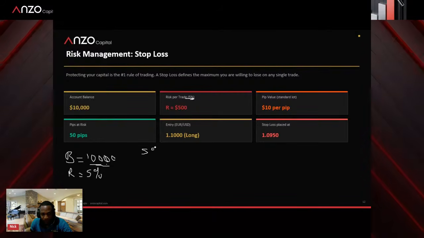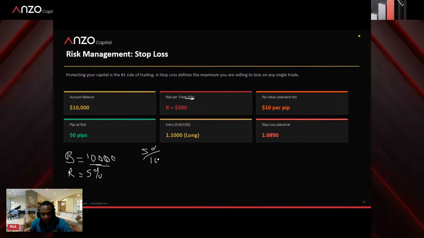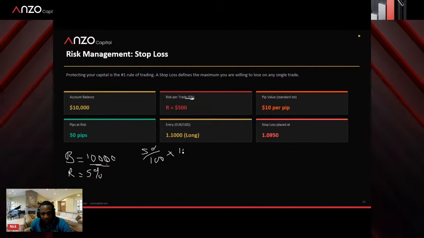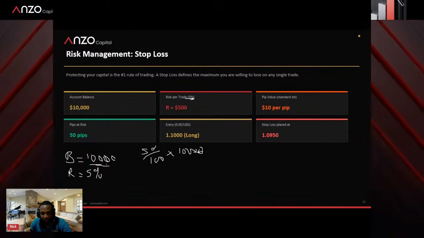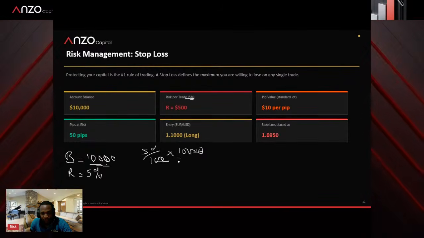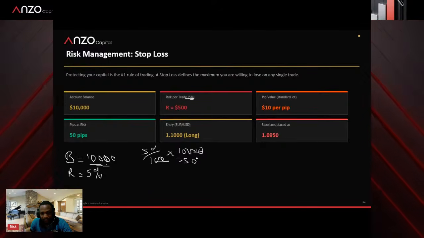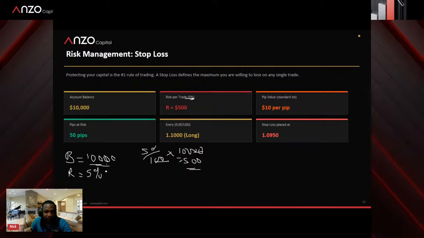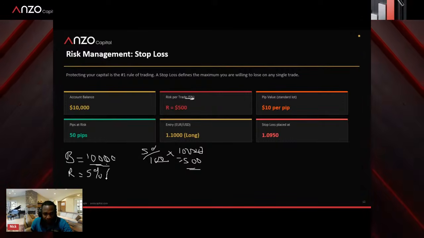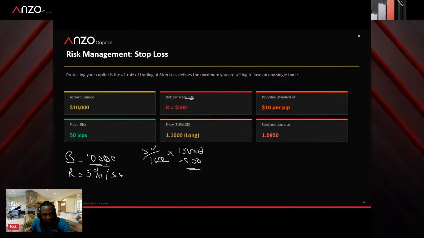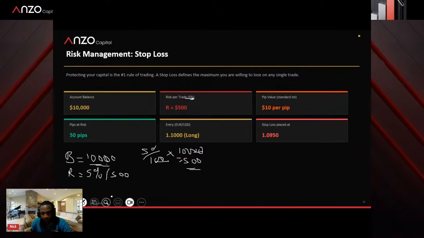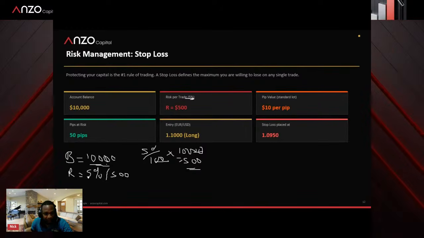Let's quickly do the calculation. 5% of 10K. I want to do everything over here so that it doesn't float. It is 500. So 500 USD. Okay. So this person is risking 5%. It's also safe to say that by risking 5%, in terms of dollars, the person is risking 500 USD. In terms of percentage, it's 5%. In terms of dollars, 500 USD.